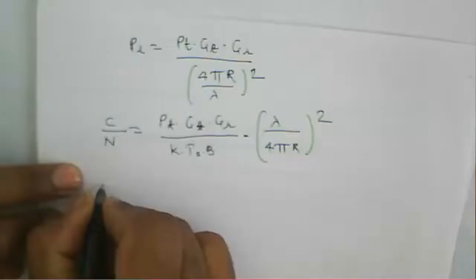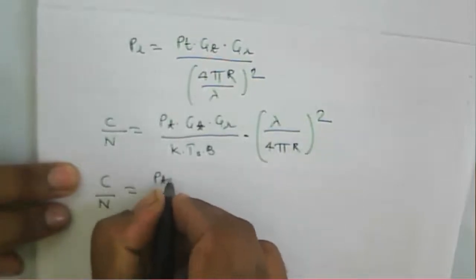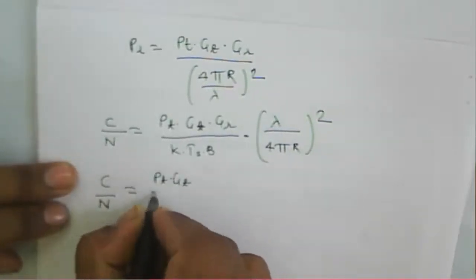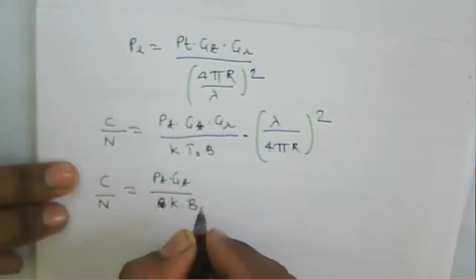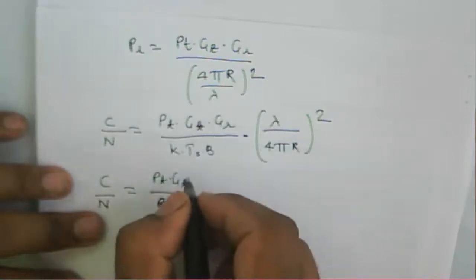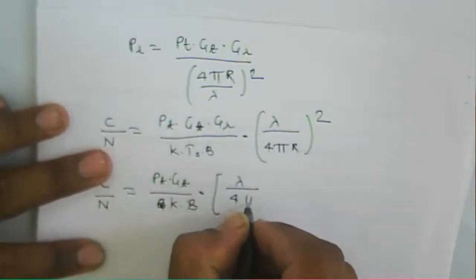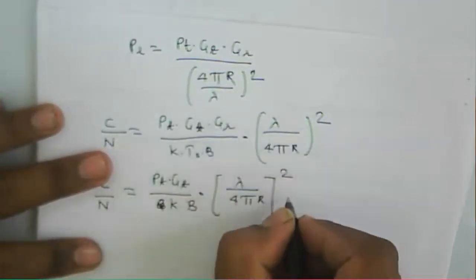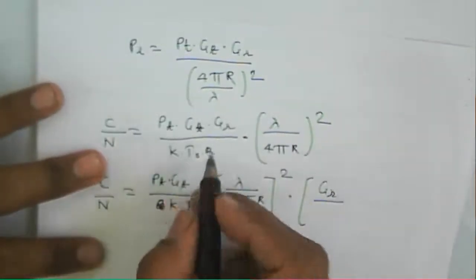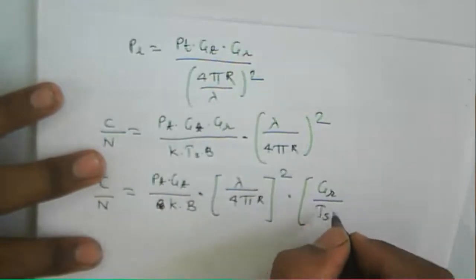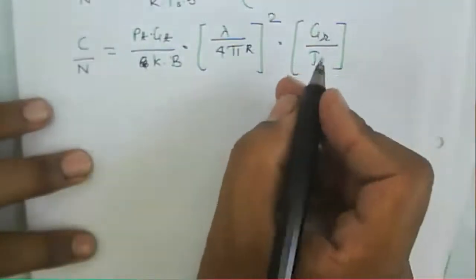Now we can rewrite the term again. This PTGT is nothing but the effective isotropic radiated power, and we have the term for the KB here. Then we have another term, that is (lambda by 4 pi R) whole squared, and another that is the gain of the receiver. Okay, this one, and we have the system noise temperature, gain of the receiver and the TS.